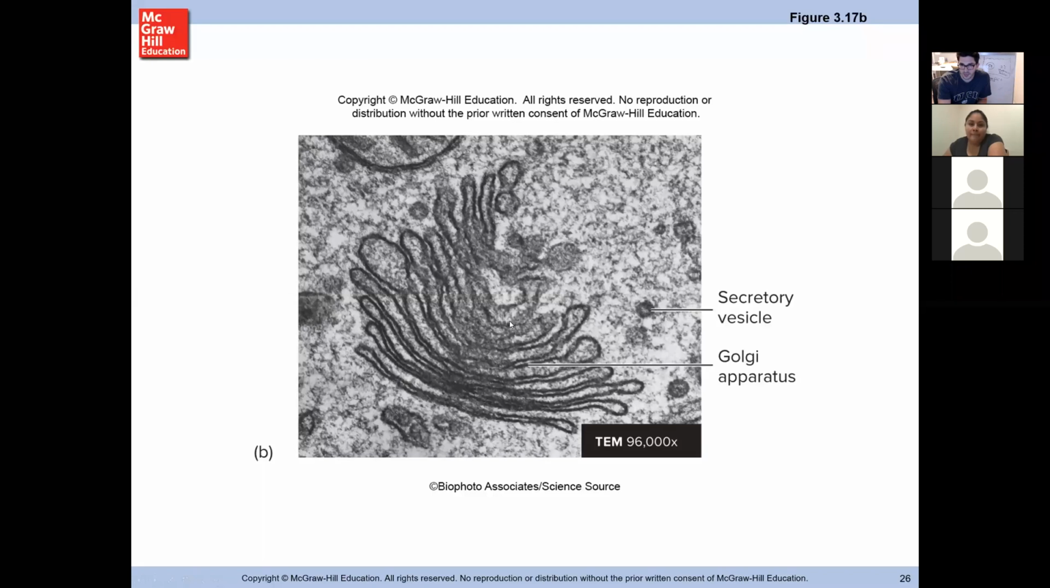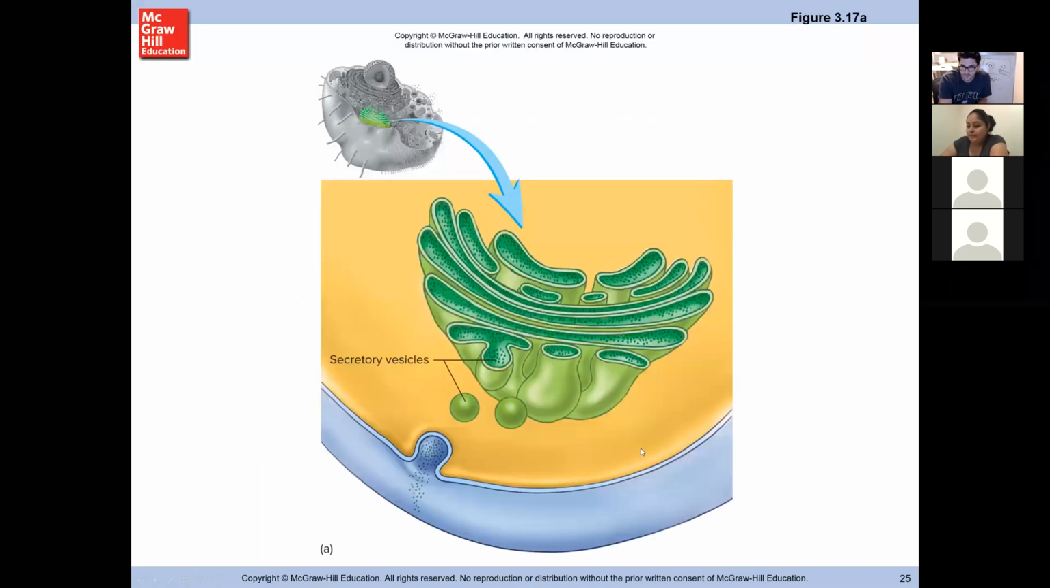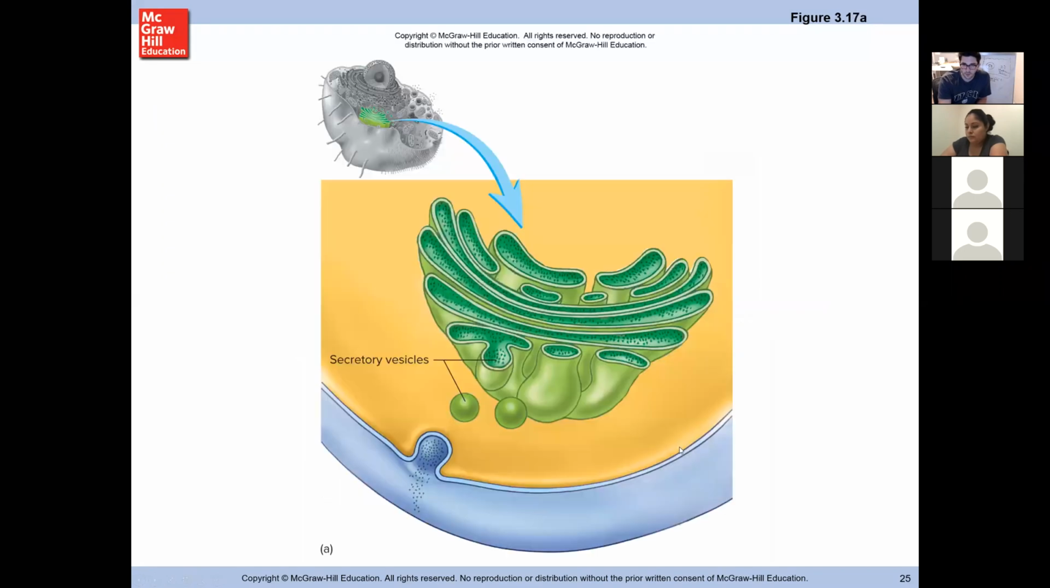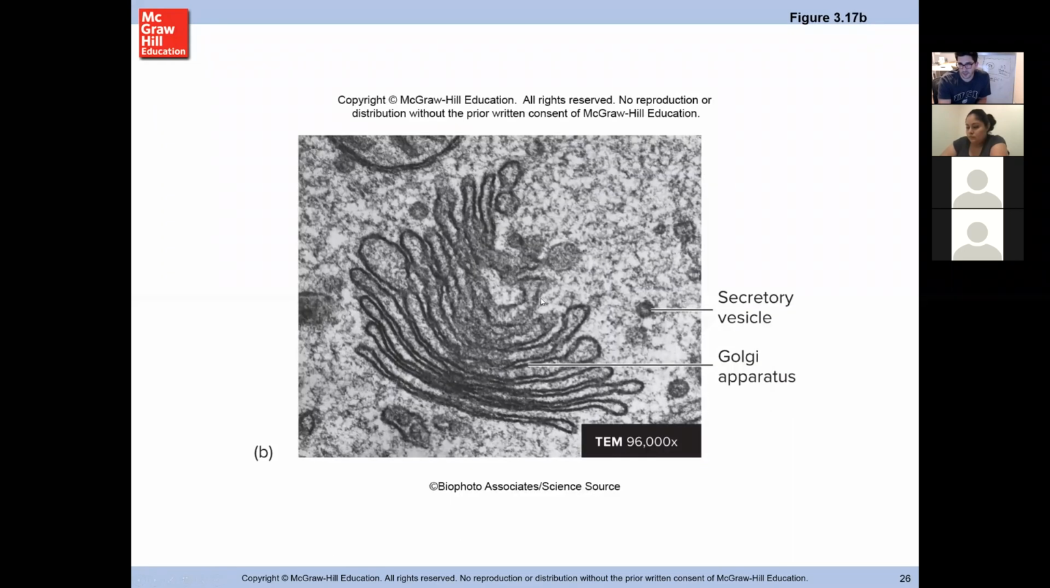Okay, so here's what that looks like under a transmission electron micrograph. If you've noticed, the magnification value here is 96,000 compared to something like the endoplasmic reticulum, which is at 30,000 times magnification. So really, really small stuff we're talking about here.